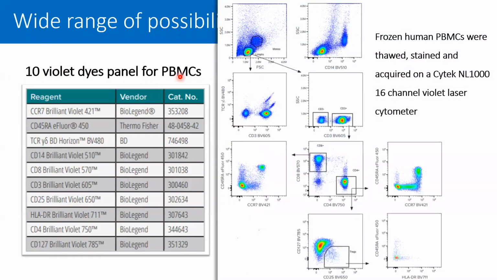And these PBMCs are stained with these 10 antibodies that are read on a Cytek Northern Lights instrument that has only one violet laser. And again, we can look at the signals here at the monocytes and look at the TCR gamma delta positive events. And of course, the Tregs, and all the signals are very, very nicely resolved here. And this is only with one laser, 10 dyes with one laser.